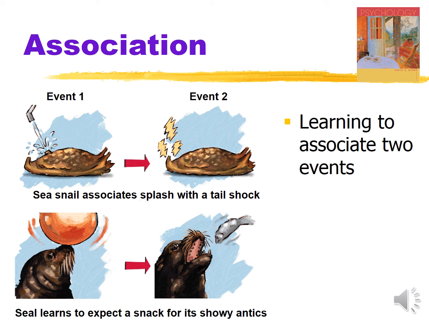So here we have two situations. We have a very simple organism, a sea snail, associating a splash with a tail shock. So the first event leads to the second event, and the sea snail, with whatever size brain it has, learns to understand that. Whereas a quite a bit more sophisticated animal, the seal, learns to expect a snack for its showy antics. And as you see in the one case, with the sea snail, we're close to the situation of classical conditioning, and with the seal, we're very close to the situation of operant conditioning.